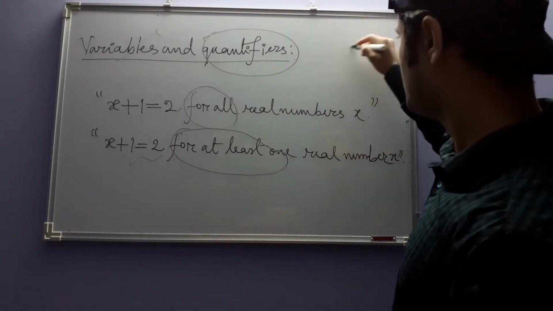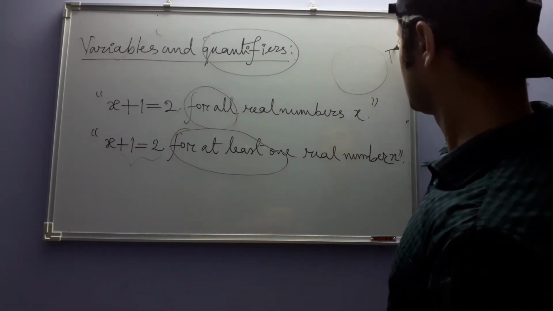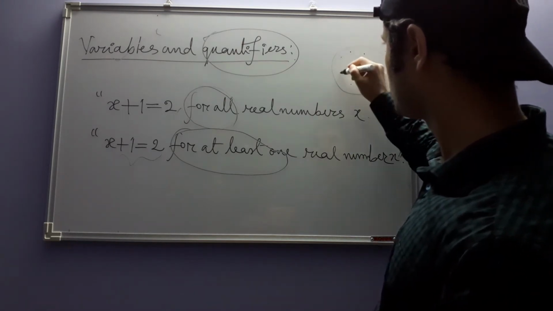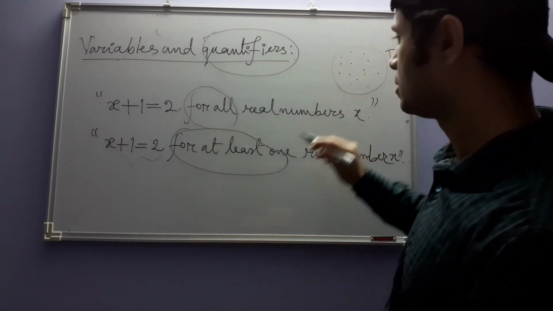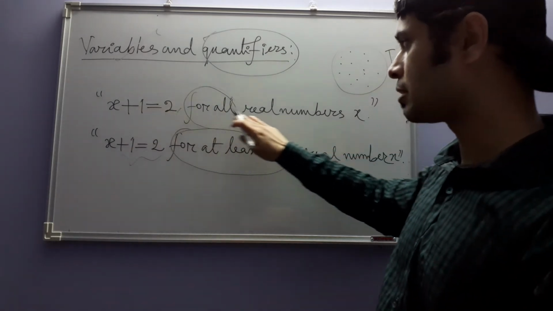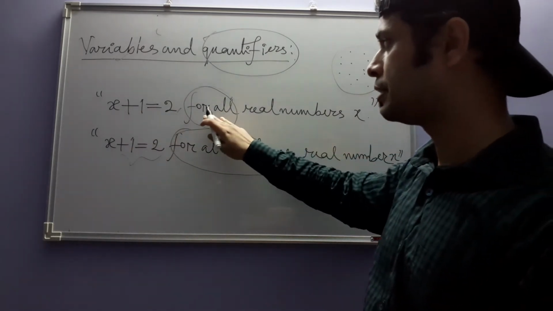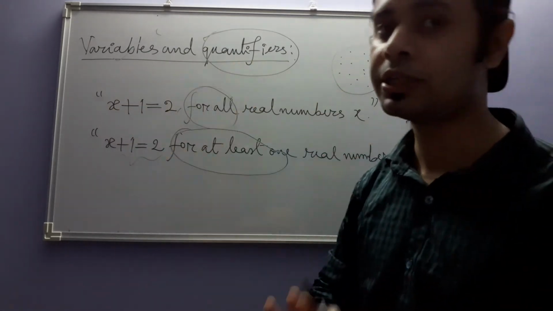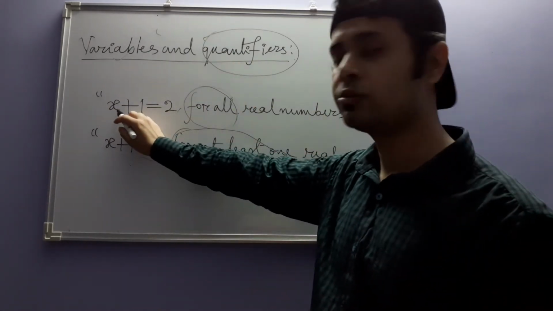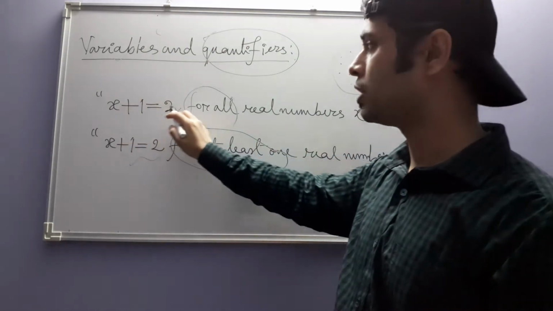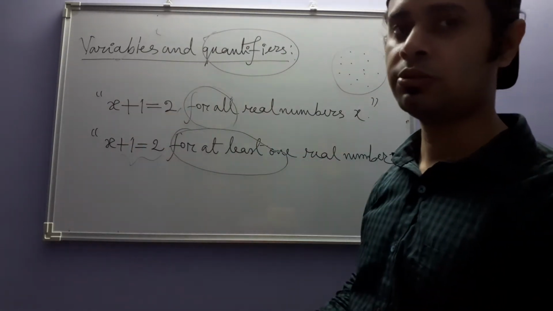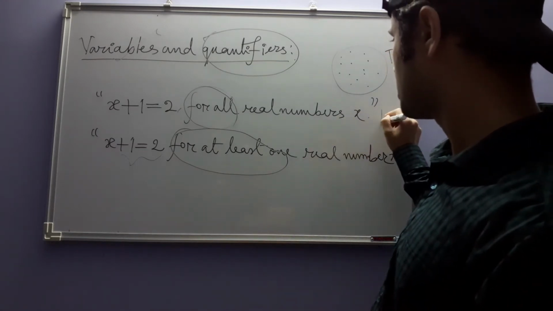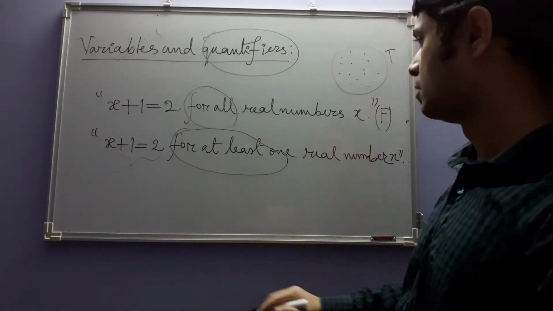Here the first statement is claiming that this equation is true for all real numbers x. So real numbers is the type, so x can take any real number value. The first statement is rather strong in the sense that it claims this equation is true for all real numbers x. No matter what value of x we put here, we are going to get x plus 1 equal to 2. Obviously this is false. This cannot be the case. So the first statement is false.